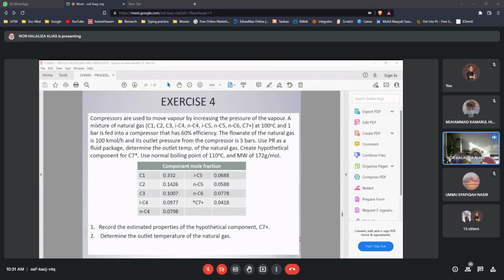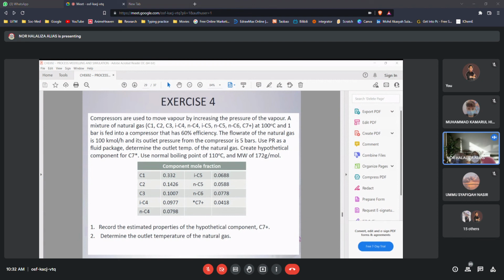Okay, in exercise 3 we deal with pump. So pump function dia adalah untuk move liquid. Whereas untuk exercise 4 kita deal dengan compressor. So the function of the compressor is to move the vapor. So lain function liquid pump dengan compressor. Pump to move liquid, compressor to move vapor. Okay, since the word compressor ni means macam kita compress, biasanya compress daripada vapor ke liquid.